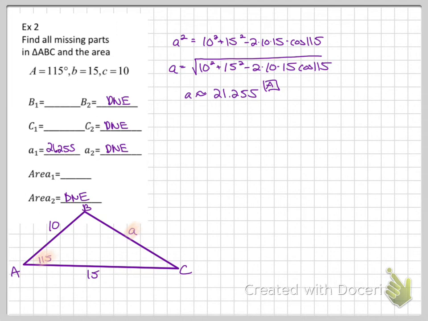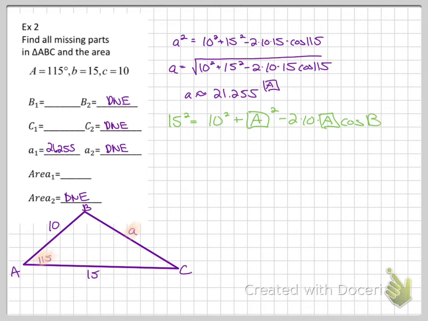So now that you know little a, you can start solving for angle B. You could also start solving for angle C if you wanted, but since I'm moving on to B, how about 15 squared? 15 squared is going to equal 10 squared plus a squared, using my button A, minus 2 times 10 times button A times cosine of angle B.